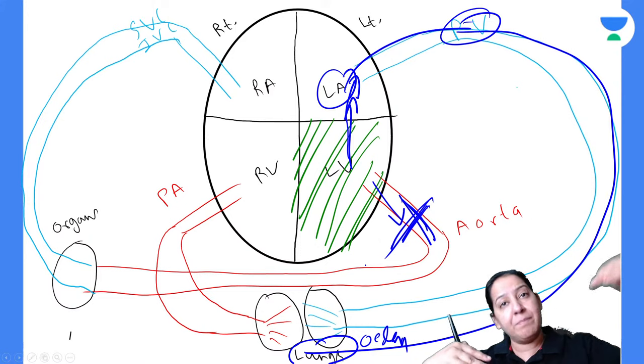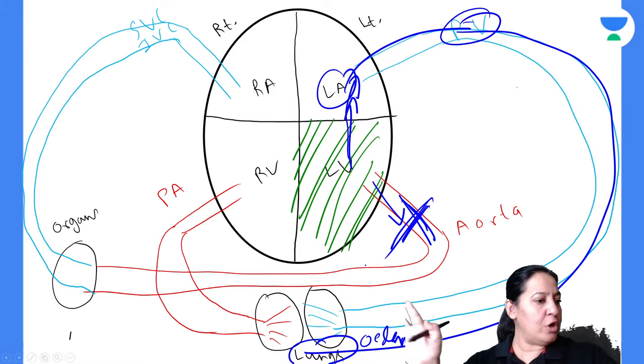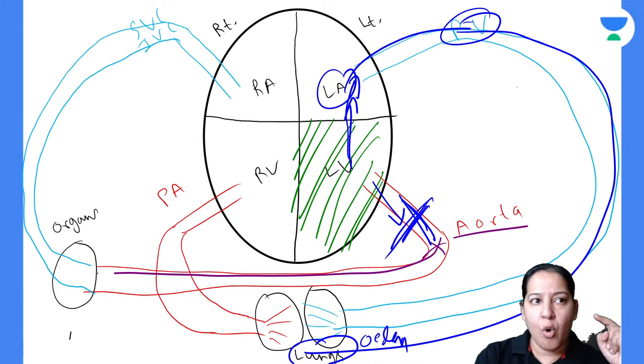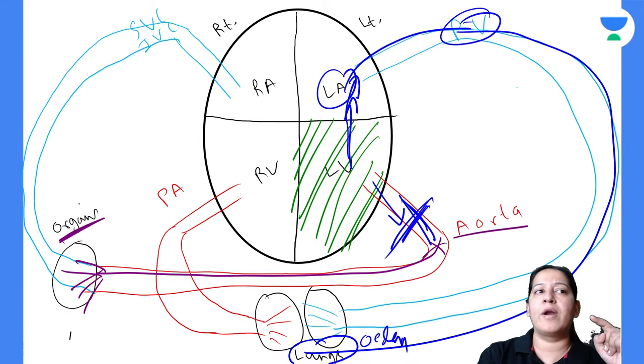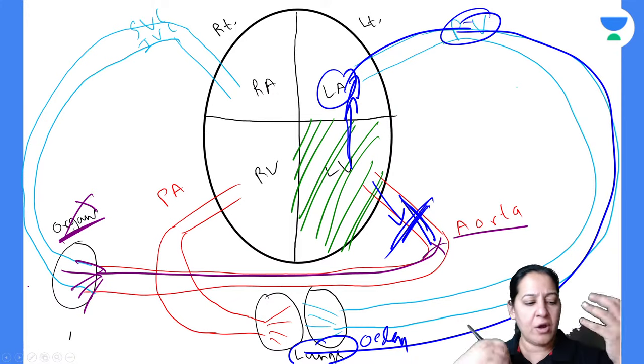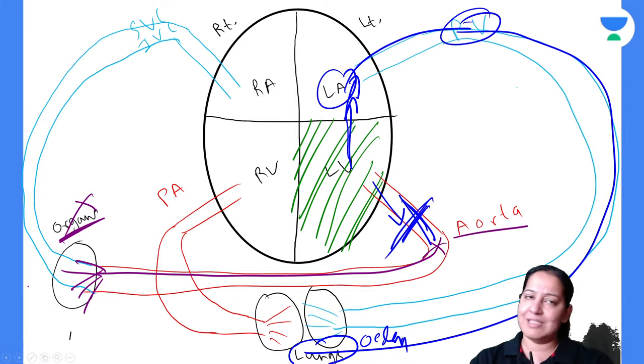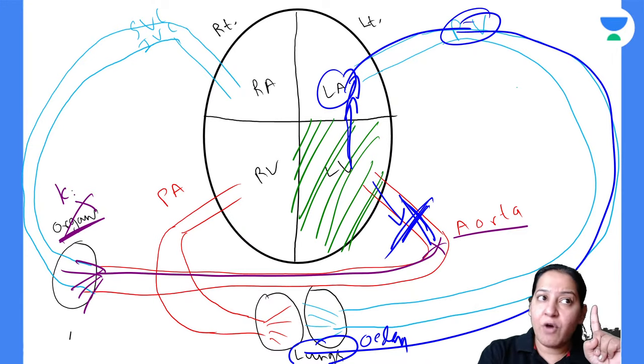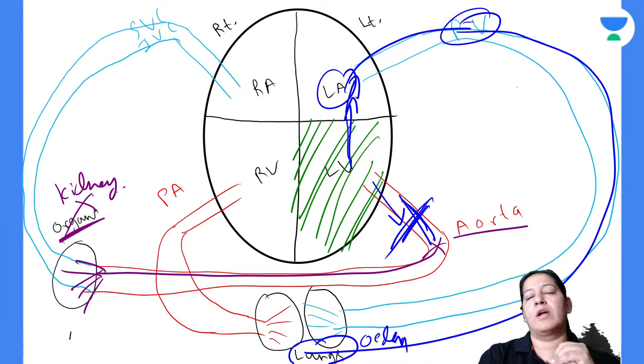I got it. But blood is not going into the aorta, so the aorta is not receiving the blood. The aorta supplies blood to all organs. So all organs of the body are not receiving blood in left heart failure, or they are receiving less blood or no blood. Yes, Manoj. All organs. The most sensitive organ is the kidney.